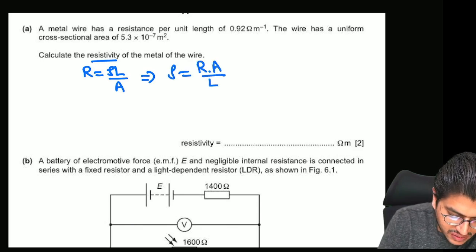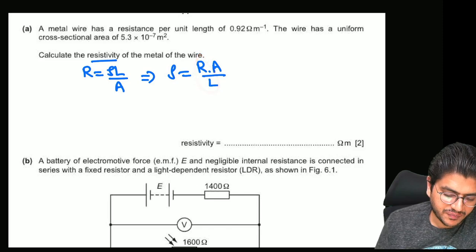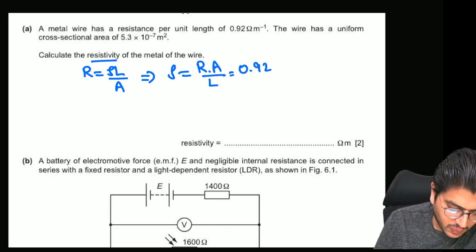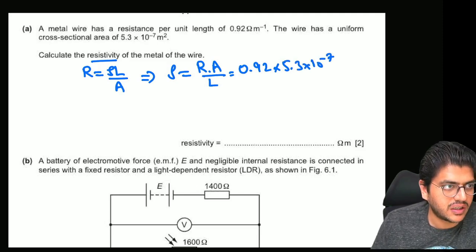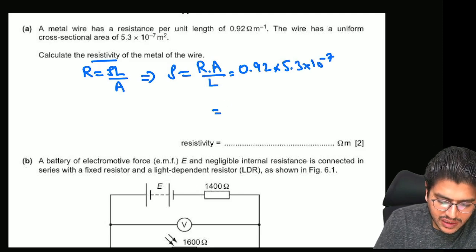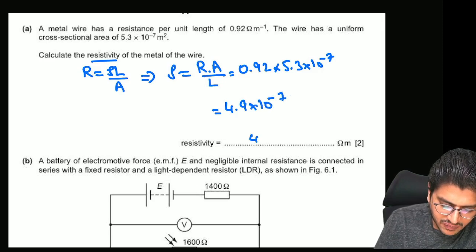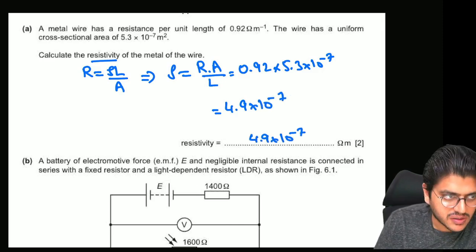Now your resistance per unit length is 0.92. So they've given you that value, 0.92. And what is the area? The area is 5.3 × 10^-7. When you multiply them, you end up getting 4.9 × 10^-7 ohm meters.